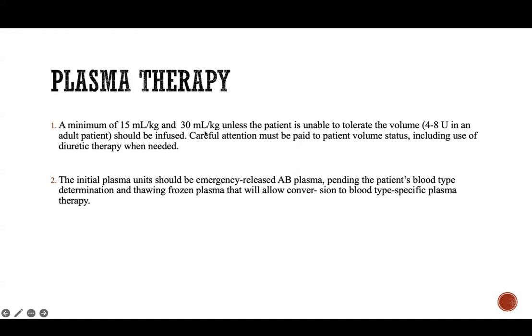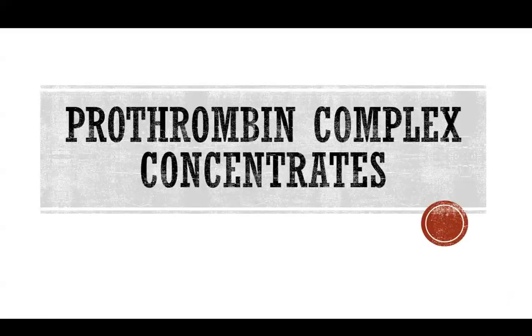So you have to make sure that the patient is not too volume overloaded, and you may have to give diuretic therapy in between. So the dose of plasma therapy is a minimum of 15 ml per kg or 30 ml per kg, or you have to give 4 to 8 units in an adult patient. Okay, so this 15 to 30 ml per kg is the normal dose of fresh frozen plasma.